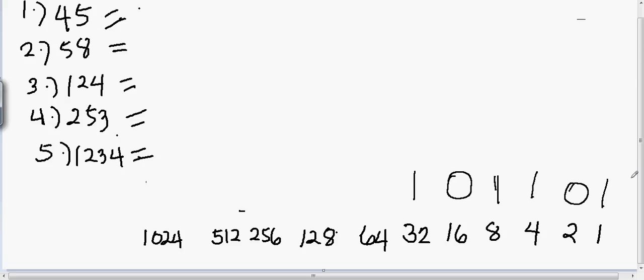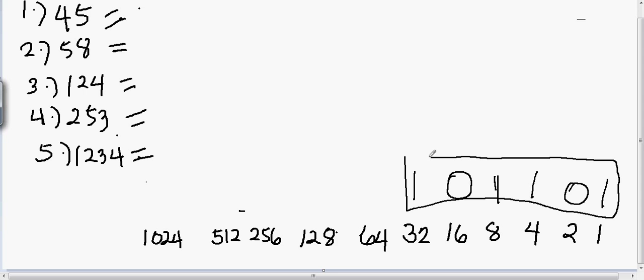Right, so if we convert 45 to binary, we get these numbers. We read it from left to right. So the answer is 1 0 1 1 0 1. Right, so we will do the same for the rest of the numbers.